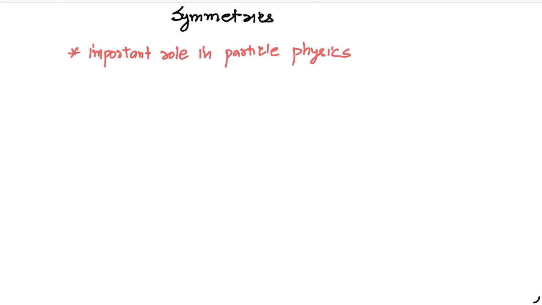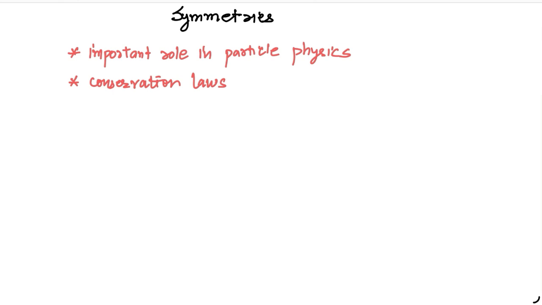In this lecture, we are going to talk about symmetry. Symmetry plays an important role in particle physics. We will learn why that is the case, because symmetries are connected to conservation laws. If there is a conservation law, there is a symmetry behind it, and if there is a symmetry, there is a conservation law behind it. We will dig deeper into what that means.